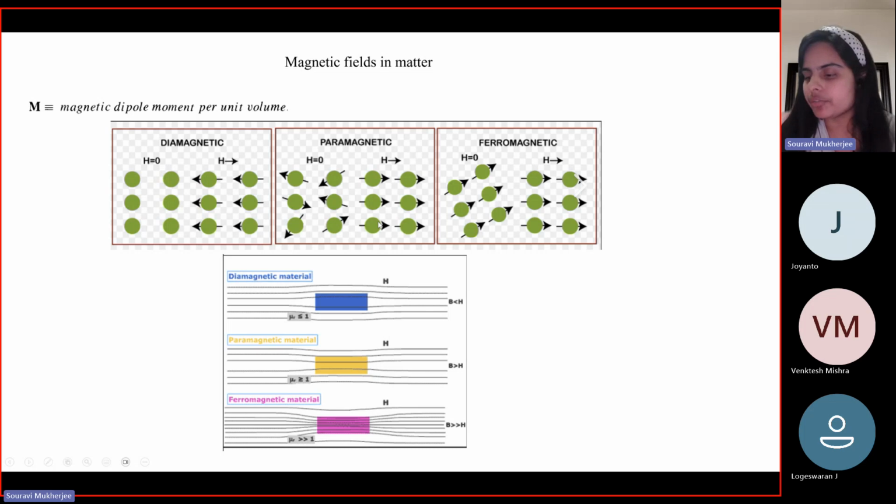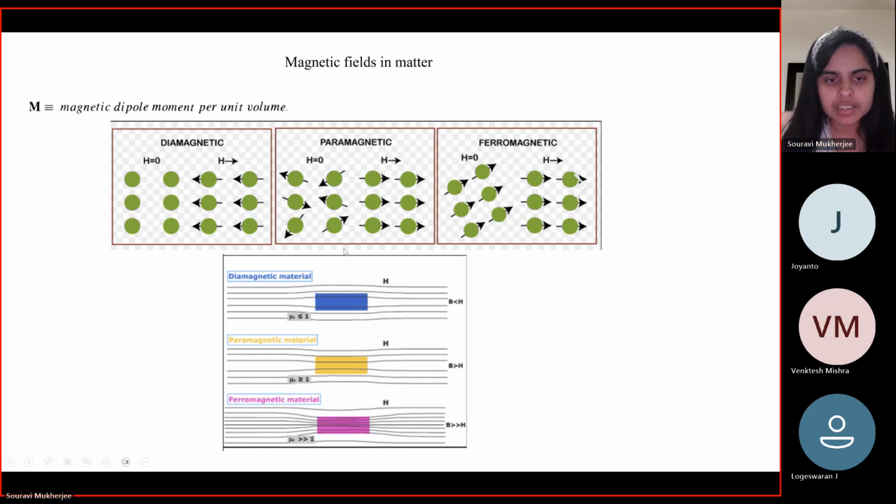Now, based on different kinds of materials, you can get different kinds of magnetic properties. One is a diamagnetic material. Here, when there is no external magnetic field, there is no net field in the material. But when you apply a magnetic field, the moments try to align in the opposite direction. For diamagnetic materials, the field lines disperse away inside the material. So here mu r is much smaller than 1, and the field strength inside a diamagnetic material is always less than the applied field.